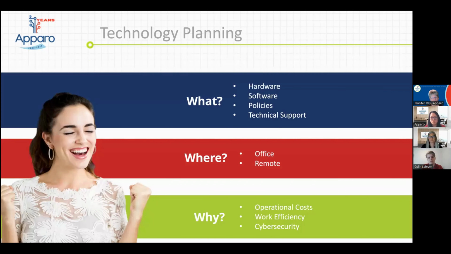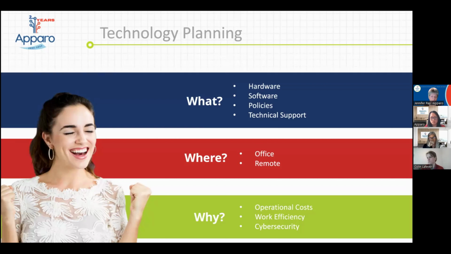So, again, when we talk about technology planning, these are the three key areas. What are we looking at? We're looking at your hardware, your software. Do you have policies in place? Do you have adequate tech support to help mitigate any issues that you may run into using your technology? And where does this plan impact you?